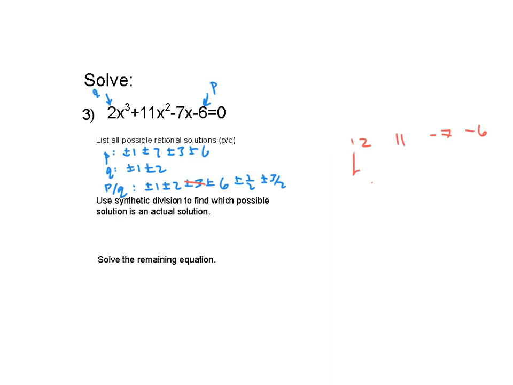Okay, I know not to try x equals 3. We try a different number. Maybe you try x equals 2, or maybe you try x equals 1. I'll try x equals 1.